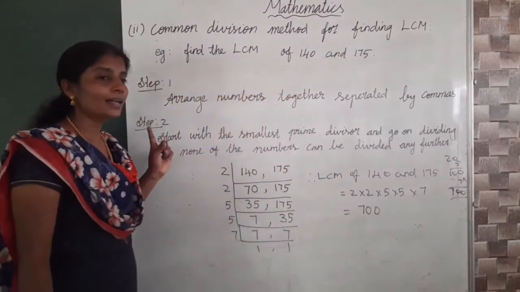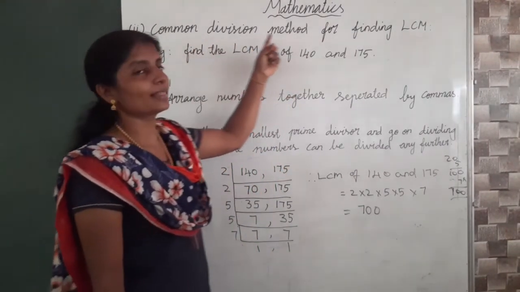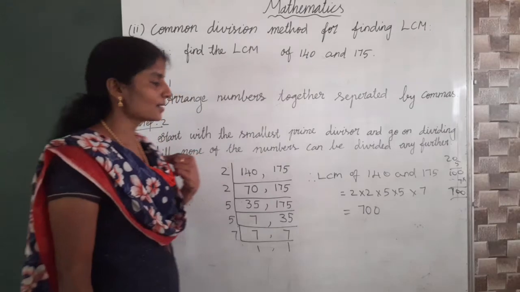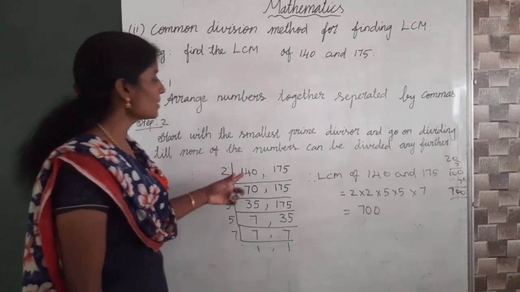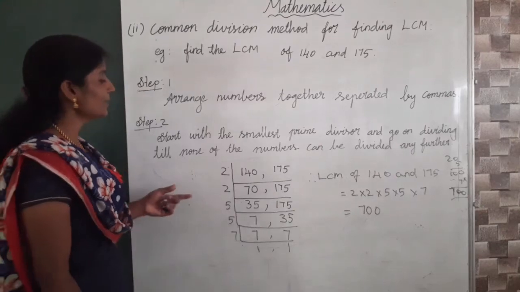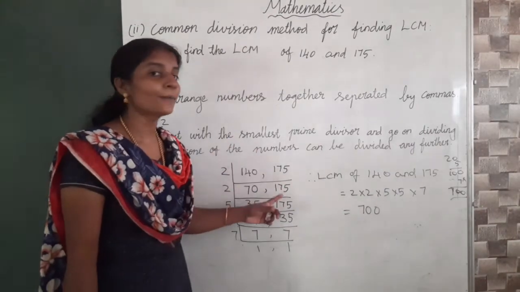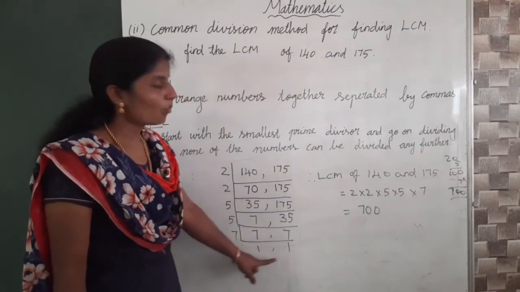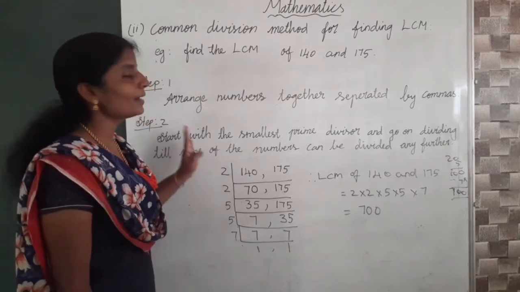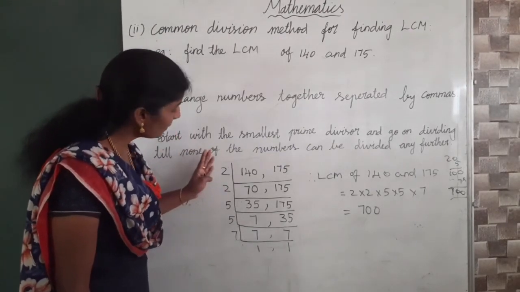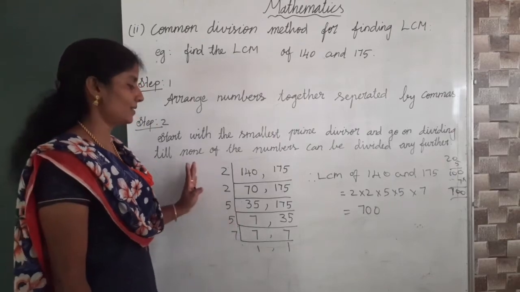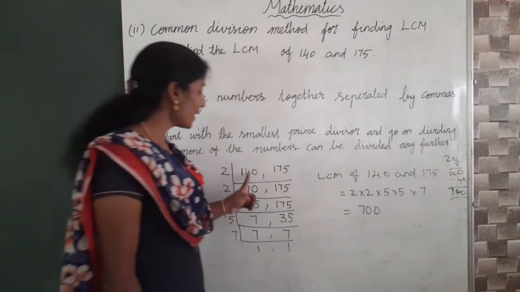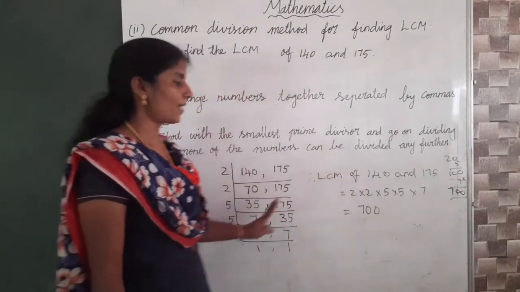So, what is the LCM of 140 and 175? 700. Clear? What is the common division method? First, we want to arrange the numbers together separated by commas. Then, start with the smallest prime divisor and go on dividing till none of the numbers can be divided any further. Okay. Here 1. Remainder here we get 1. Then we can stop it. Then we can multiply all the prime factors. Product of all prime factors. Okay. This is the LCM of 140 and 175.